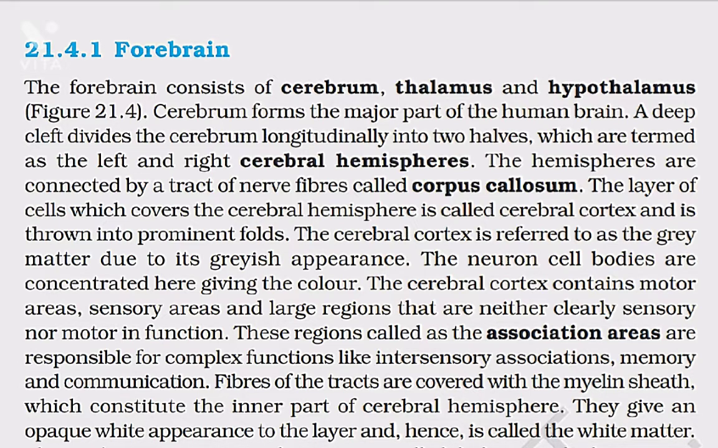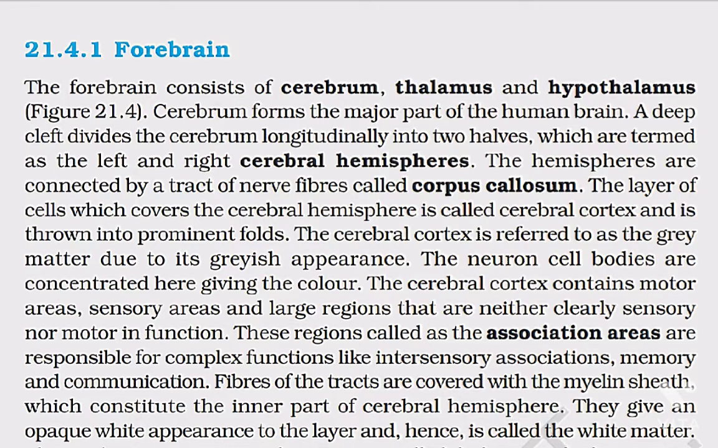The cerebral cortex is referred to as the grey matter due to its greyish appearance. The neuron cell bodies are concentrated here, giving the color. The cerebral cortex contains motor areas, sensory areas, and large regions that are neither clearly sensory nor motor in function. These regions, called association areas, are responsible for complex functions like intersensory associations, memory, and communication.